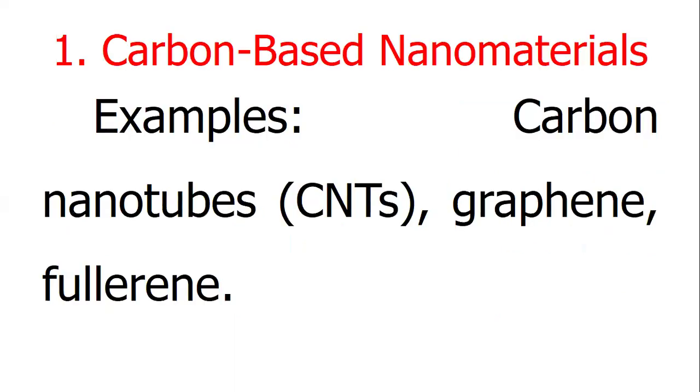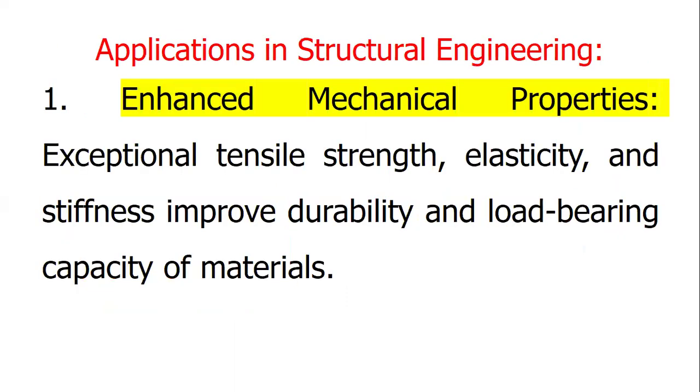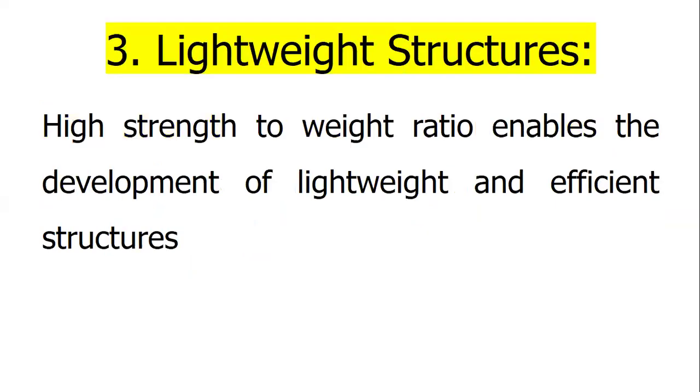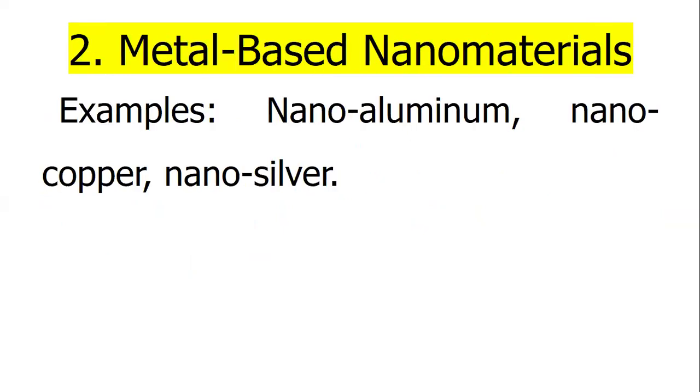Carbon-based nanomaterials, for example, carbon nanotubes, graphene, fullerene. Applications in structural engineering: enhanced mechanical properties, exceptional tensile strength, elasticity, and stiffness, improving the durability and load-bearing capacity of materials. Self-sensing concrete: incorporation of carbon nanotubes allows concrete to monitor stress, strain, and damage autonomously. Lightweight structures: high strength to weight ratio enables the development of lightweight and efficient structures.